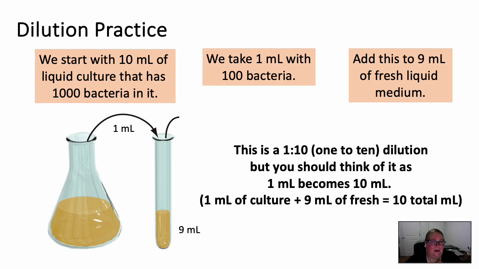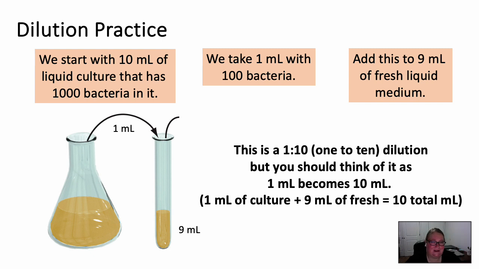This is what we call a 1 to 10 dilution. Sometimes we see dilutions like this, like a ratio. Sometimes you see it as a fraction, so 1 divided by 10. It's all the same thing. Now, this can get to be a little confusing because sometimes you want to think, oh, 1 plus 10, we have 11. No, no, no.